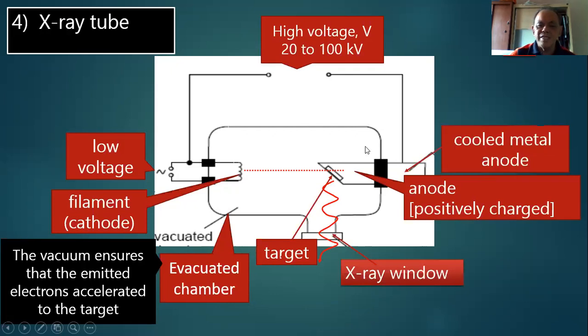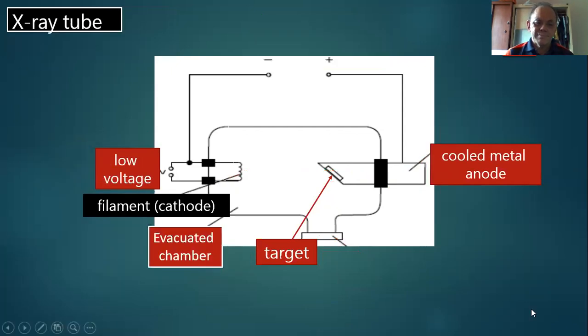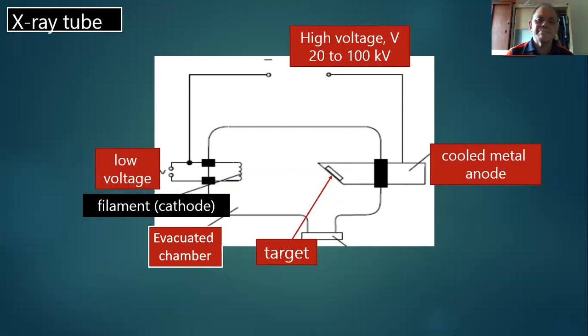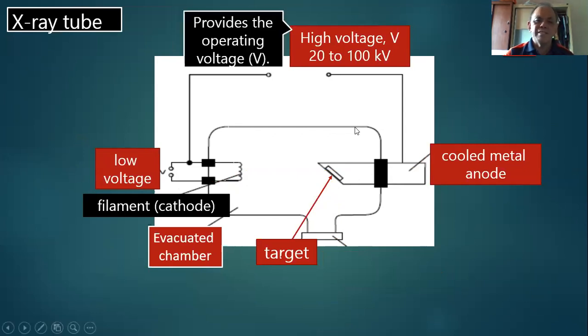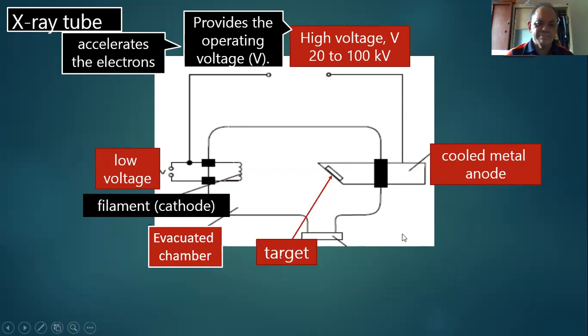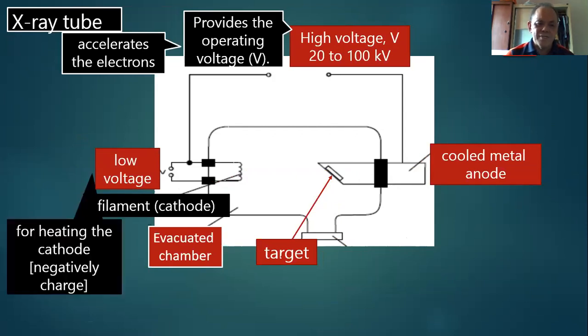And then because a lot of heat is generated in the target, you want it to be conducted away. So yeah, then you have to cool the anode to carry out this heat. If not, the target will melt. Okay, let's look at the function of each part. Yeah, this provides the operating voltage. That means it accelerates the electron that's emitted, and is the one that gives the kinetic energy to the electron hitting the target. And then the low voltage for heating the cathode.